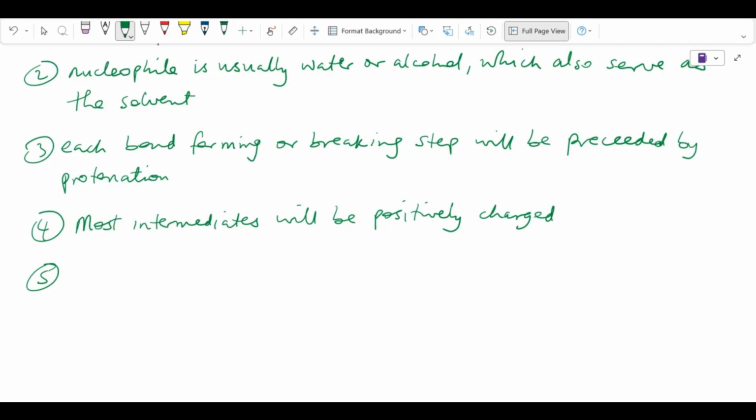Fifth, the only negative charge that you're allowed to form under acidic condition is the conjugate base. And that's because we normally use catalysts in trace amount, in very small quantity. So even if it forms a conjugate base, it's usually negligible because the concentration is extremely, extremely low. So the only negative charge you're allowed to form will be the conjugate base.